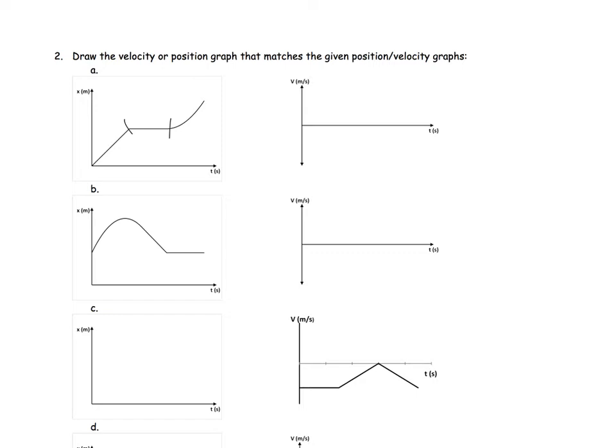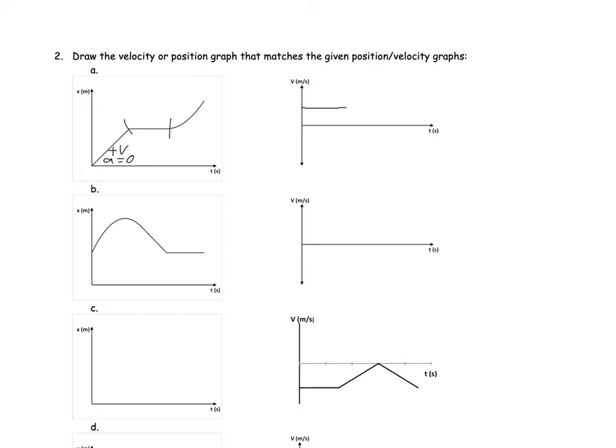For this first one, I have a positive velocity because I have a positive slope, and I have 0 acceleration, meaning I'm traveling at a constant speed. So moving on to my velocity graph, that's going to just be a horizontal line.